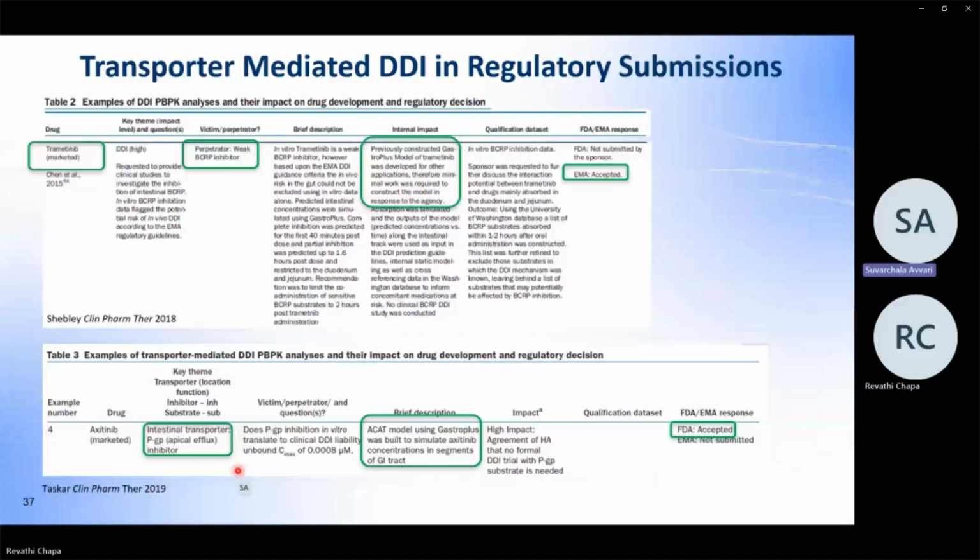And the next example is axitinib, which is an intestinal transporter. PGP was assessed, and an ACAT model was developed using GastroPlus for this drug to simulate the concentrations in different GI segments. And this model was submitted to FDA and was accepted by FDA.